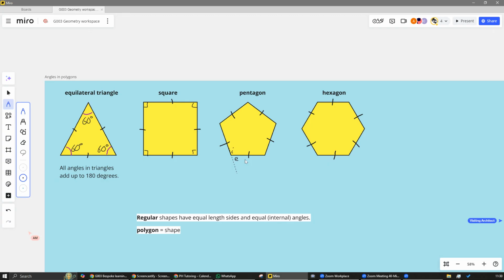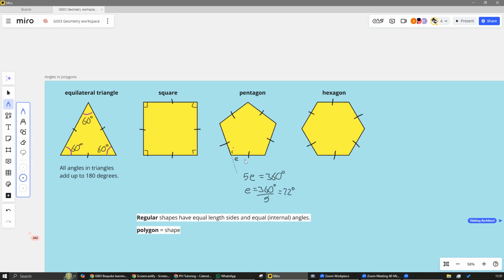And there are 5 exterior angles, so we can say that 5 times E is going to be equal to 360 degrees. And then we just rearrange the equation by dividing both sides by 5, and we have E is equal to 360 degrees divided by 5. And on my calculator I get 72 degrees.